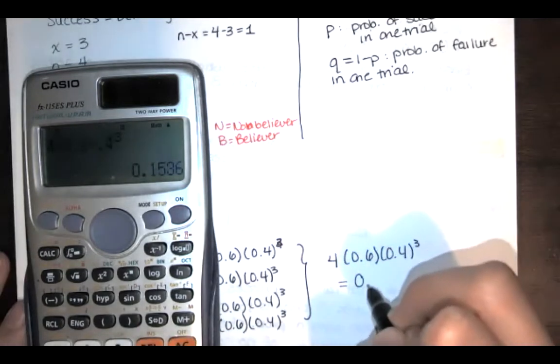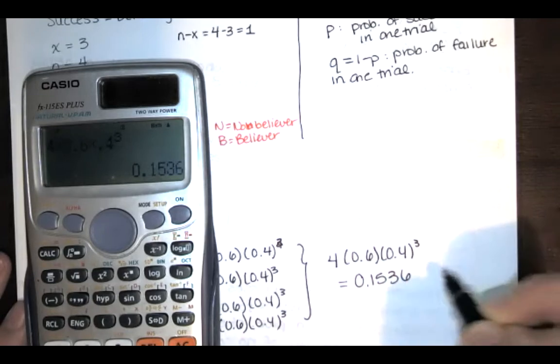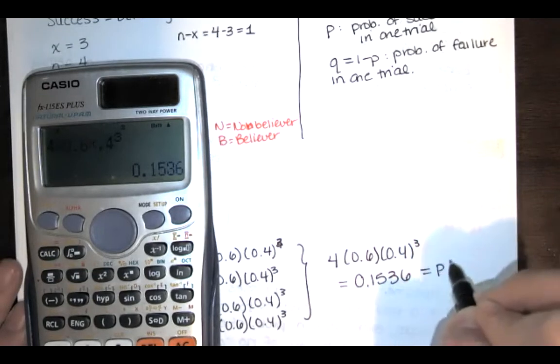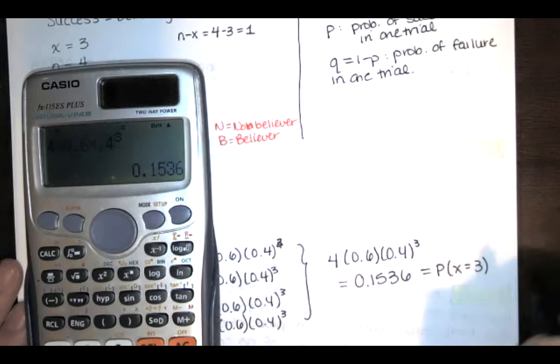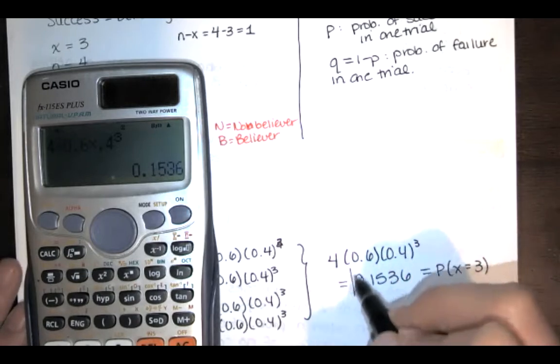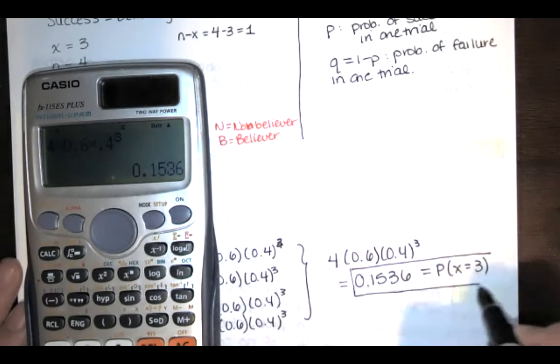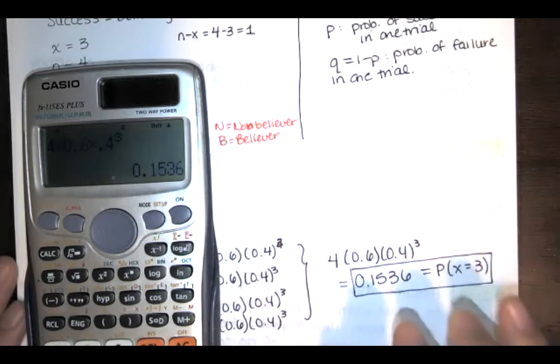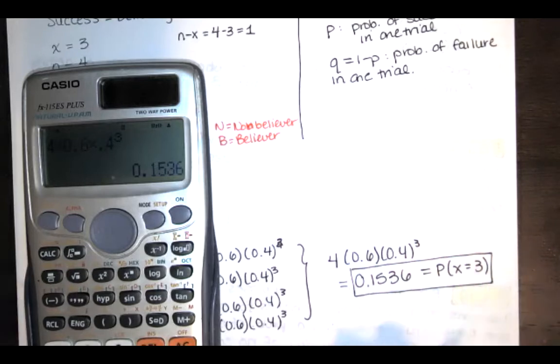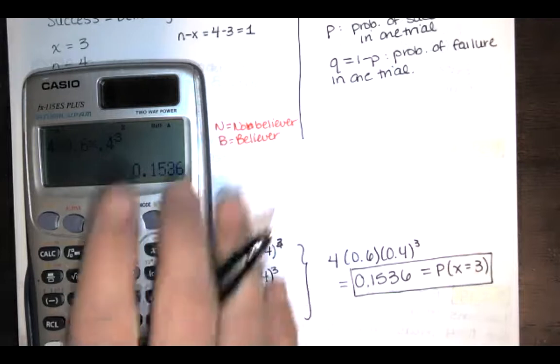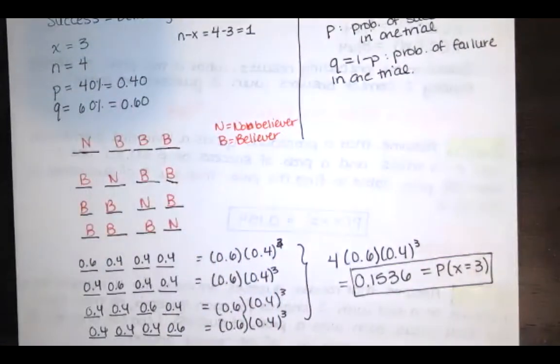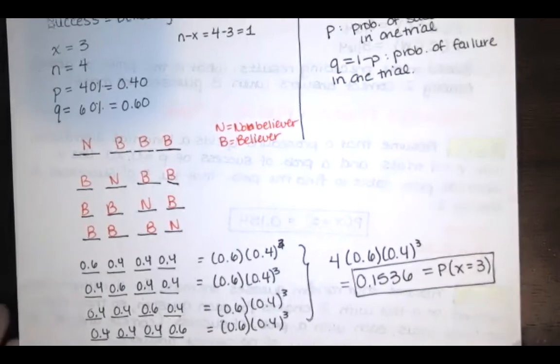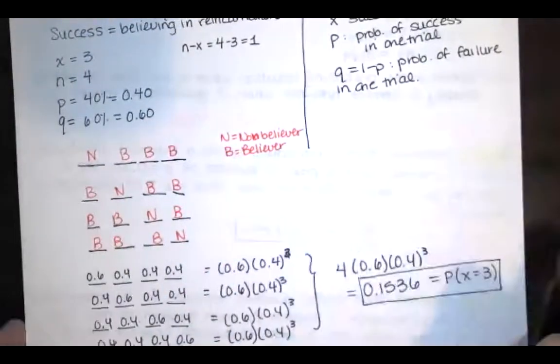we get 0.1536 as the probability of finding 3 people who believe in reincarnation when you randomly select 4 adults, given that the probability that a single adult believes in reincarnation is 40%. Now, we just talked about this idea.